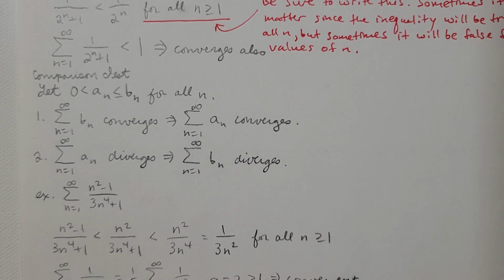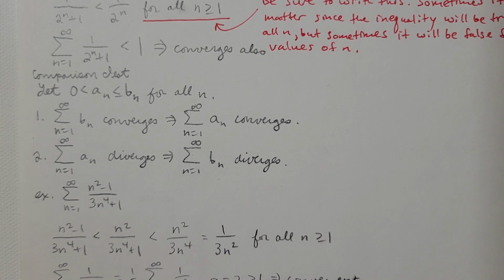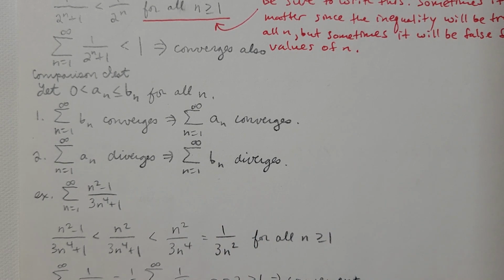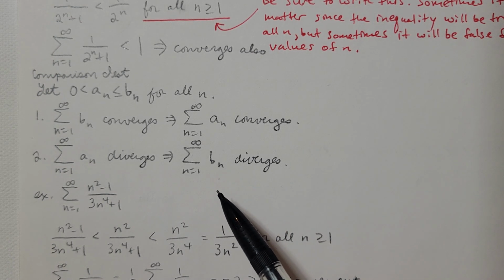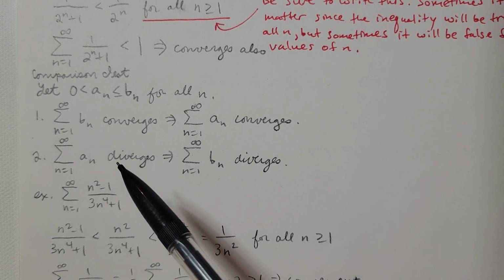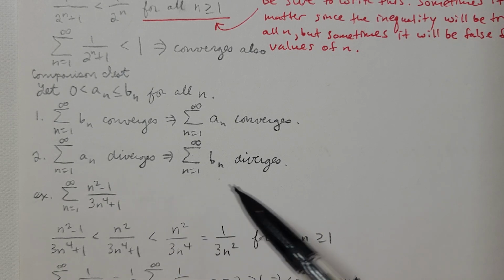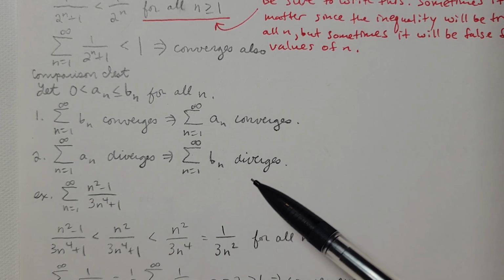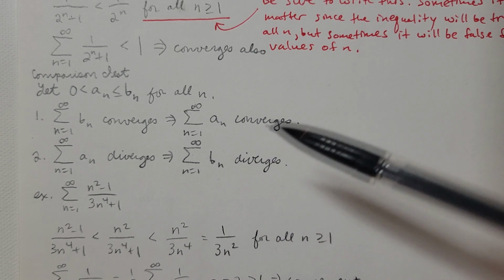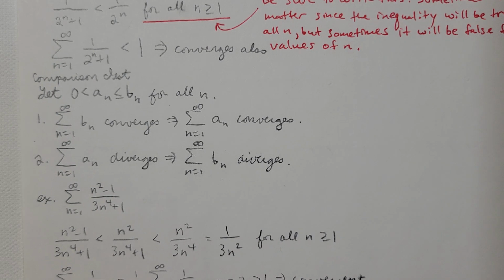Then item 2, if the sum as n equals 1 to infinity of a sub n diverges, then that's going to mean that the sum as n equals 1 to infinity of b sub n also diverges because you're going to be adding up a bunch of bigger numbers. If I add up the numbers with a sub n and it diverges, I get infinity, and I'm adding up bigger numbers, so I'm obviously going to get infinity. So these two tests are the comparison tests.